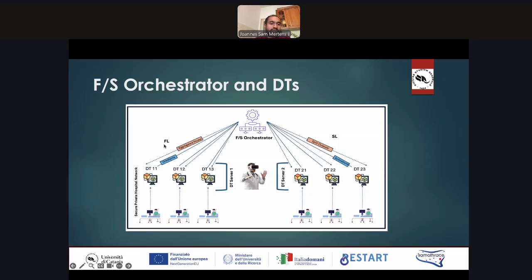When it is federated learning, the models are trained on these digital twins, you send the model parameters, the parameters are aggregated, and you send the aggregated model back to the digital twins. Whereas in split learning, the model parameters are not sent. You only send the activations, because a portion of the model will be in the orchestrator and a portion of the model will be in the digital twin, like how we saw in split learning.